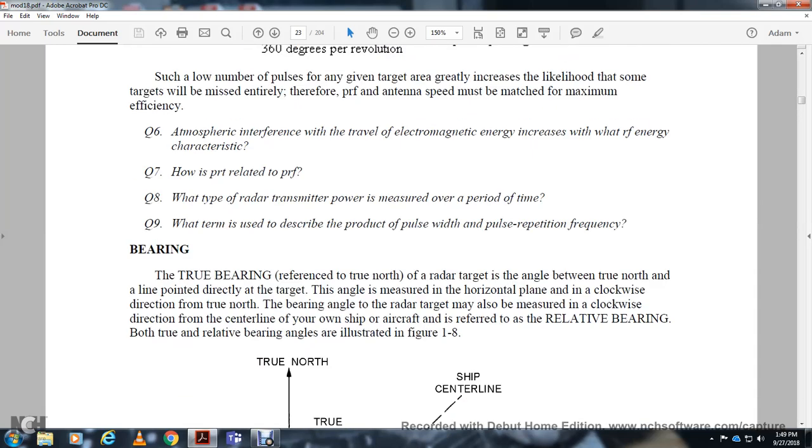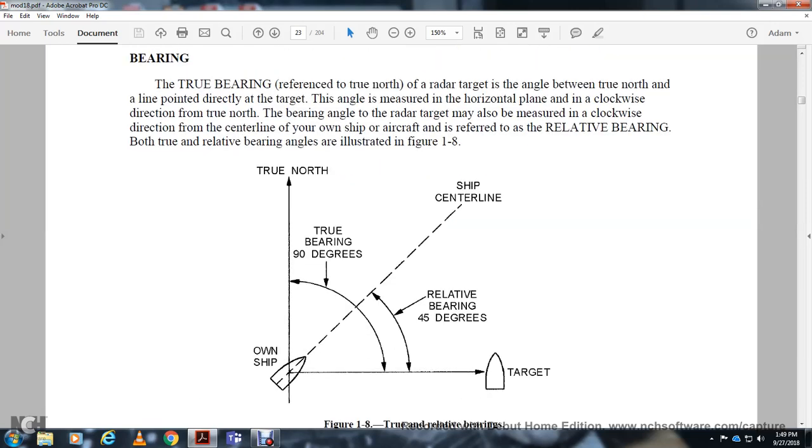All right, the bearing. The true bearing is referenced to true north, and the radar target angle is between true north and the line pointed directly at the target. The angle is measured in the horizontal plane in the clockwise direction from true north. Bearing angle to the radar target may also be measured in the clockwise direction from the center line of your own ship or aircraft, referred to as the relative bearing. Both true and relative bearings are illustrated in figure 1.8. So the true north, own ship, the true bearing at 90 degrees, relative bearing at 45 degrees between the target and ship center line.